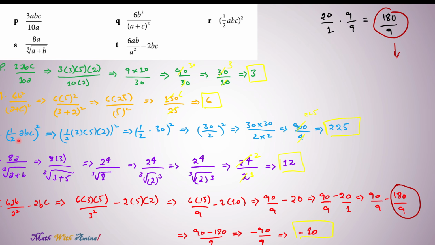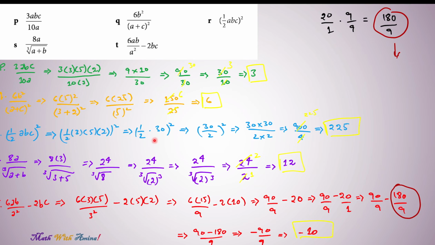The R part is 1 over 2 into ABC whole square. So we plug in the values of the variables. It will give us 1 over 2 into 3 multiplied by 5 multiplied by 2, and this is a whole square. So 3 multiplied by 5 is equal to 15. 15 multiplied by 2 is equal to 30. So we have 1 over 2 multiplied by 30 whole square.